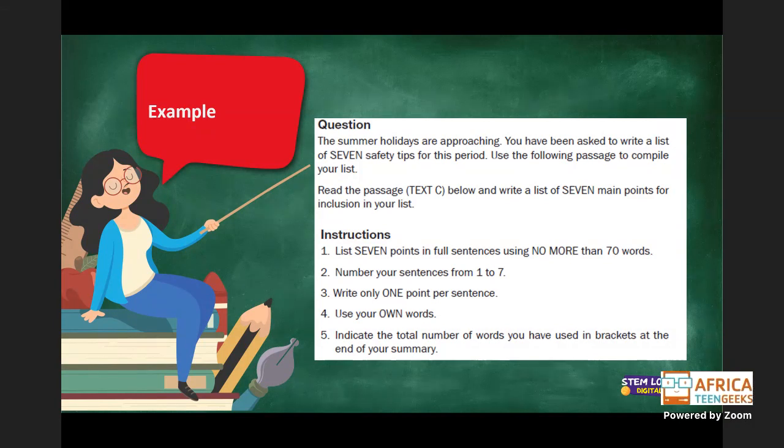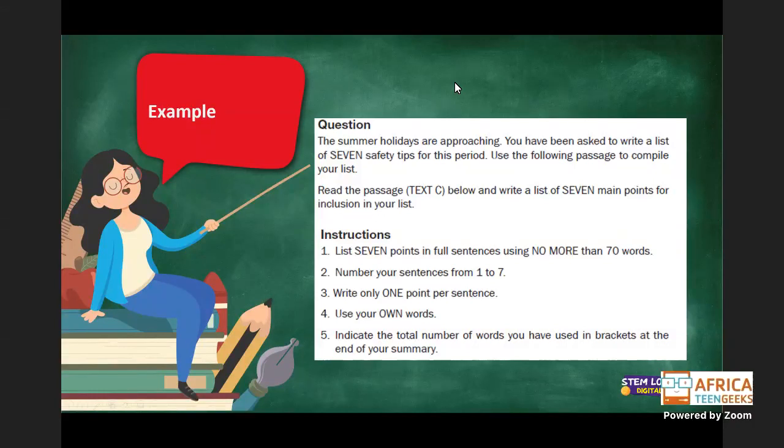You list 7 points in full sentences using no more than 70 words. There's a guide for you. Number your sentences from 1 to 7. Write only 1 point per sentence. Think, what is the meaning of each paragraph, for example? Use your own words. And lastly, indicate the total number of words you have used in brackets at the end of your summary. So remember, we will use the 5 steps in our summary.